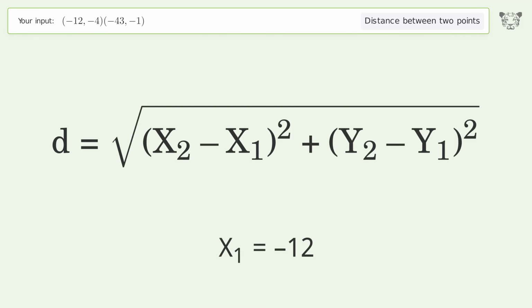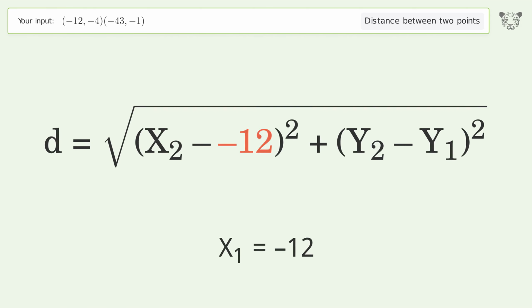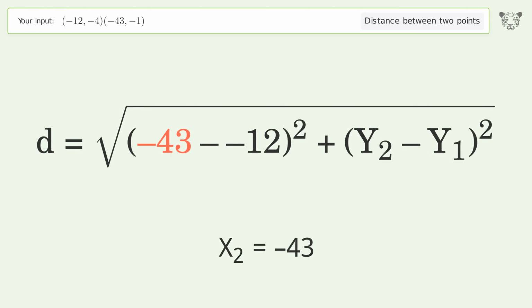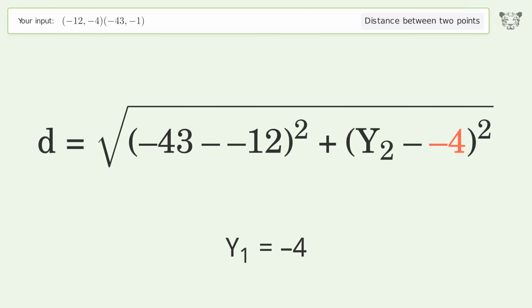x1 equals -12. x2 equals -43. y1 equals -4. y2 equals -1.